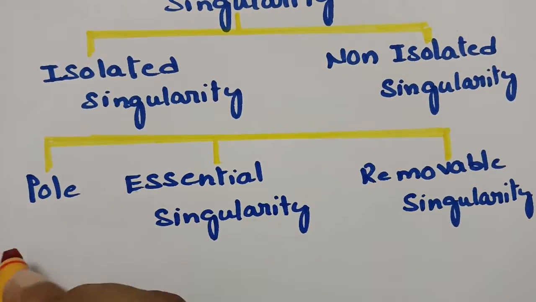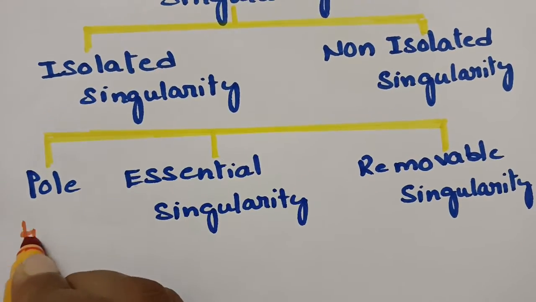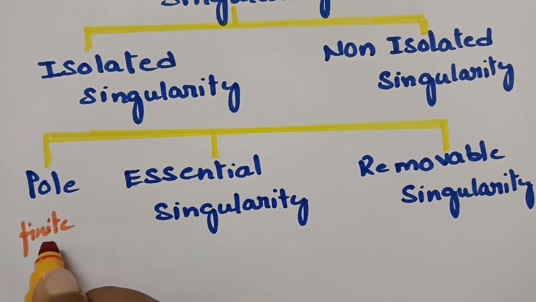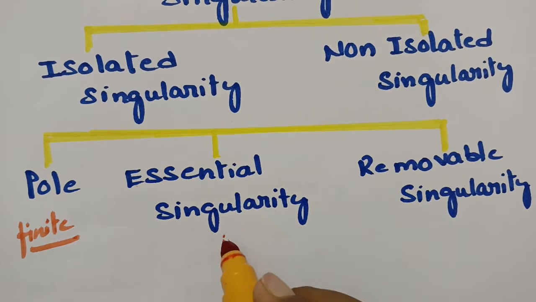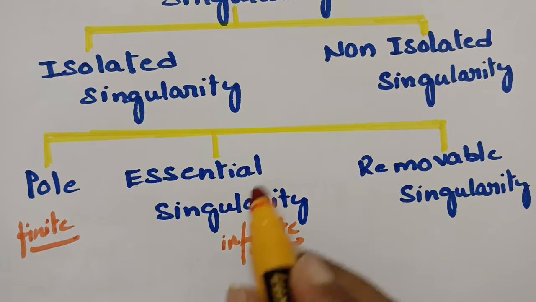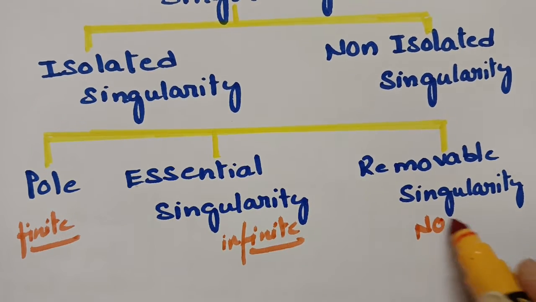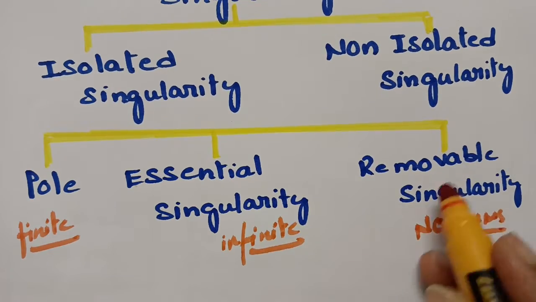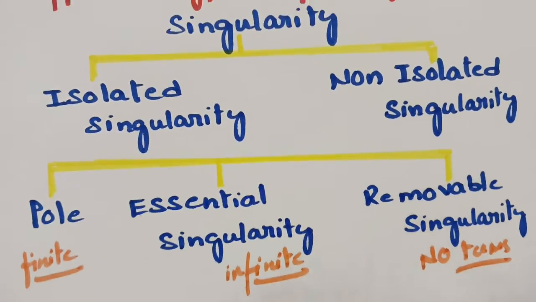Pole means, if it contains a finite number of terms in the principal part, then we say that it is a pole. If it contains an infinite number of terms in the principal part, then we say that it is an essential singularity. If there are no terms at all, then we say it's a removable singularity.